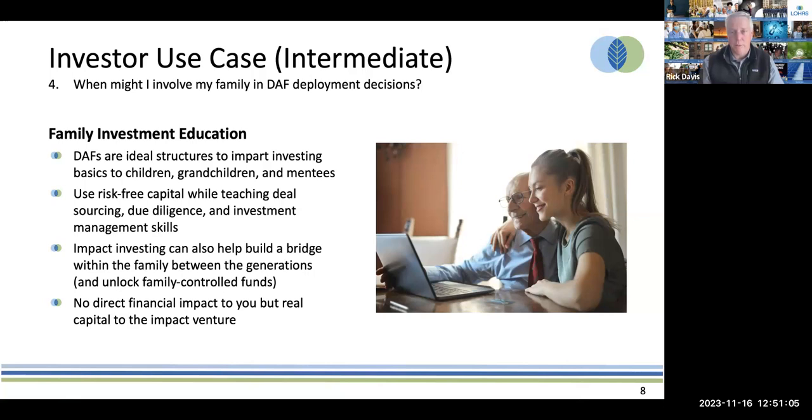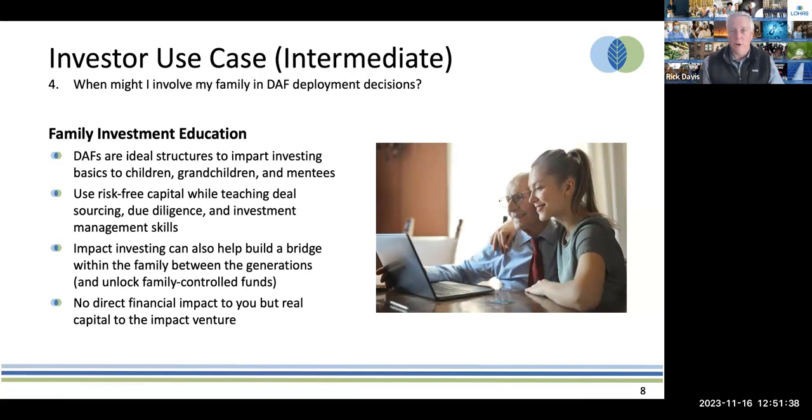Some impactful company or fund or project that they can work on together, where you're able to teach the basics of investing, but doing so in an area that is ideally of great interest to that child or mentee. It can also, because of that sort of generation building, be a great way to unlock family controlled funds, because sometimes DAFs are actually family DAFs, not just individual DAFs. And you need everyone to vote on, hey, where do we send the money?